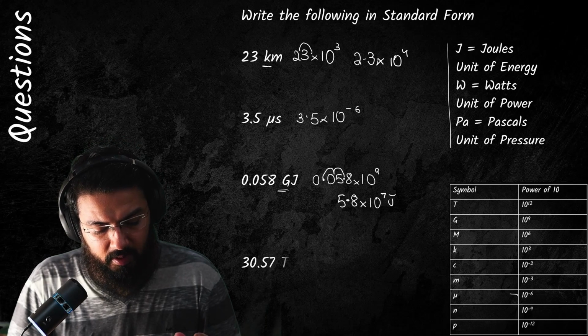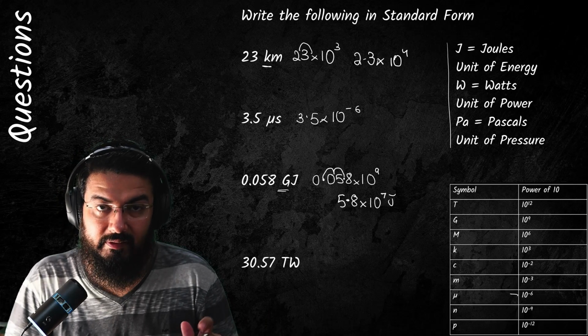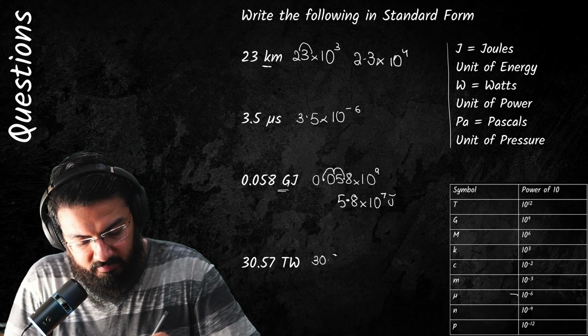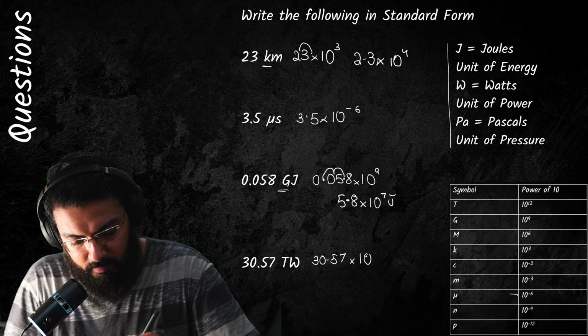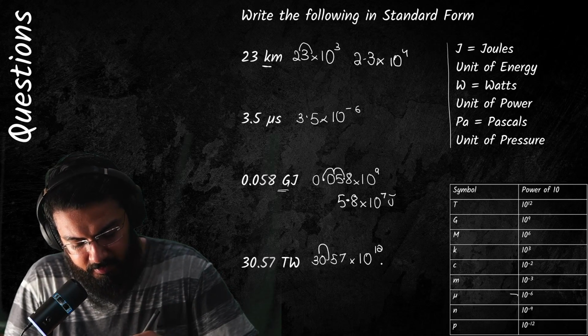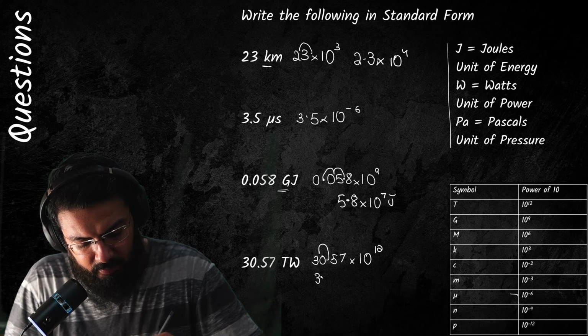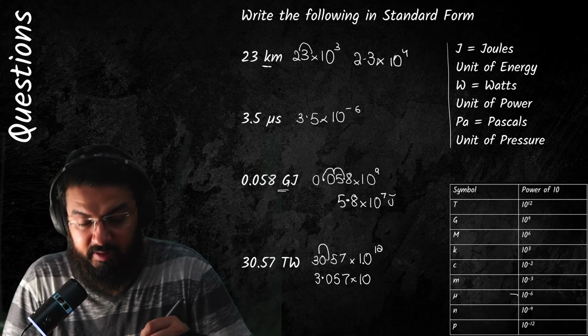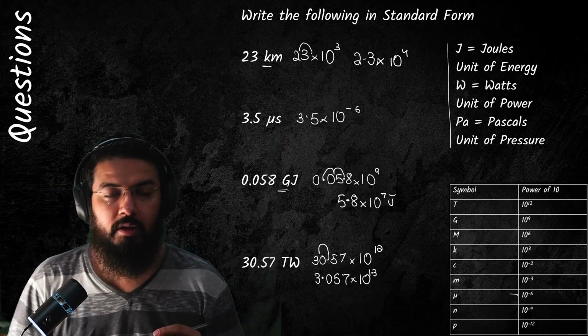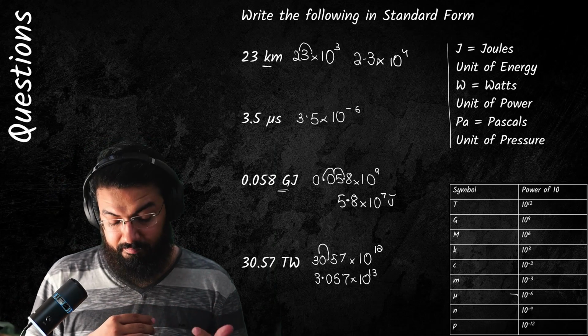Okay, then we've got 30.57 terawatts. So we have 30.57. Tera is 10 raised power 12. So I'm going to move the decimal place 1 unit to the left. So my answer is going to be 3.057 into 10 raised power. Because I moved a decimal place to the left, I'm going to add 1 to the power of 10. So it's going to become 13.